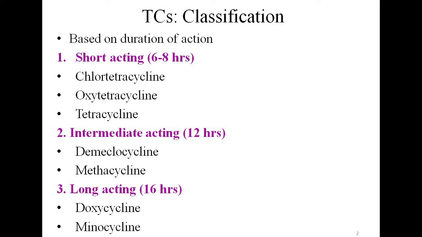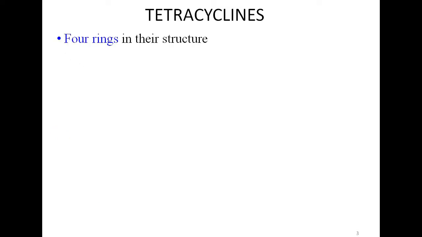So the classification of tetracyclines is based on the duration of action. Short acting, intermediate acting and long acting. Please note doxycycline and minocycline are long acting. So tetracyclines are called tetracyclines because they have 4 rings in their chemical structure.